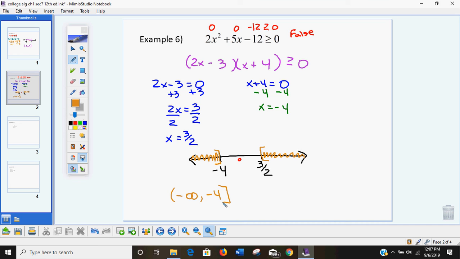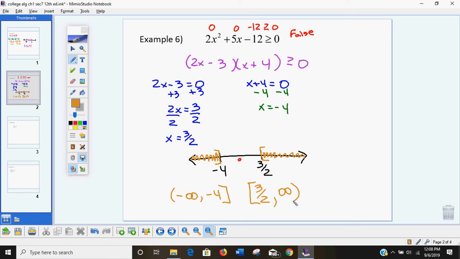Now I have another shaded part to deal with over here. Negative 3 halves is the left end point, and it has a bracket, comma, the right end point right here would be positive infinity. Remember, you cannot equal infinity, so you use a parenthesis.